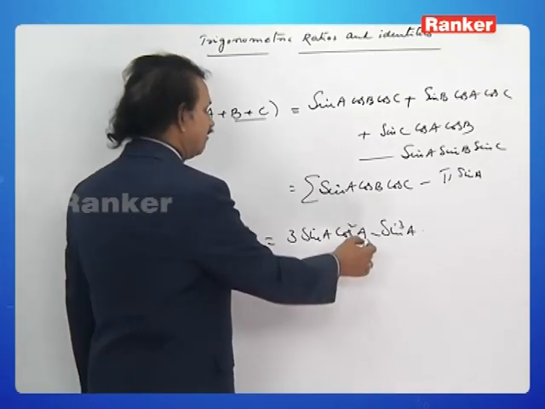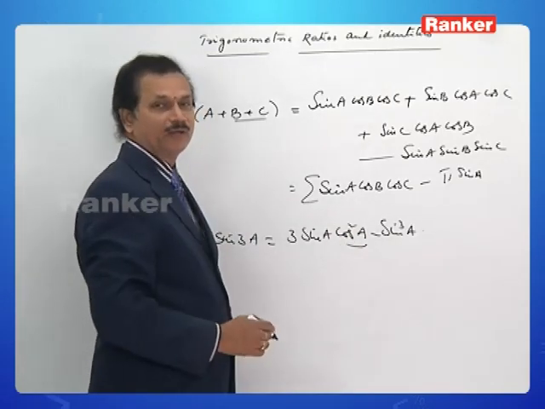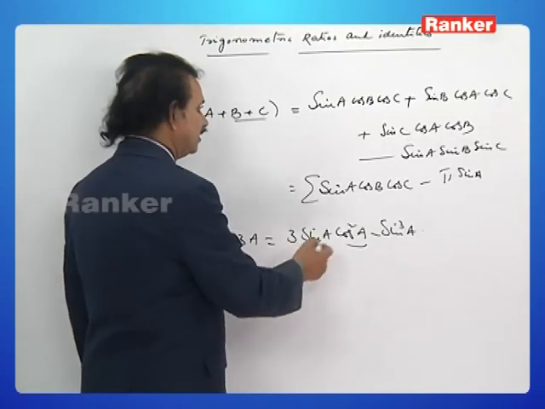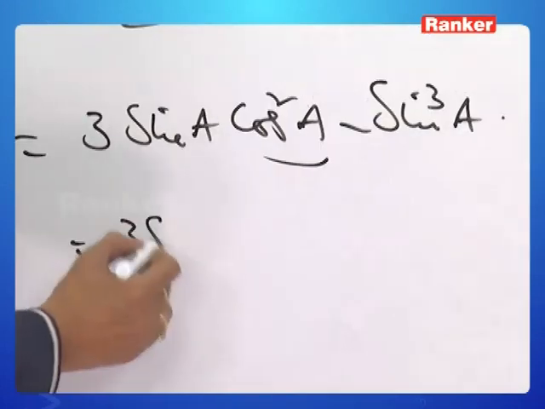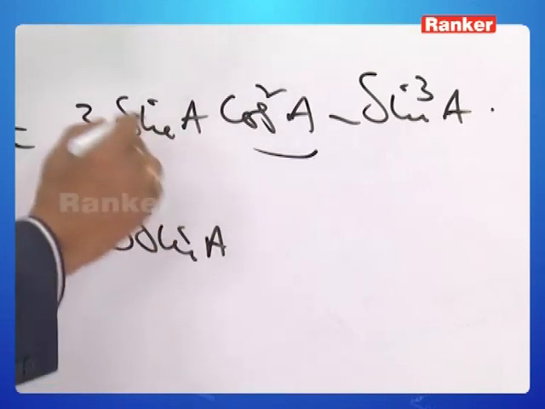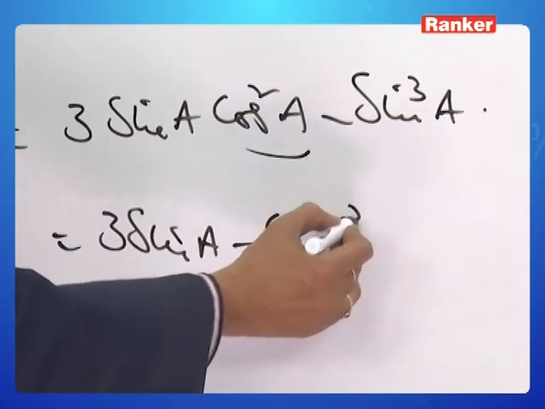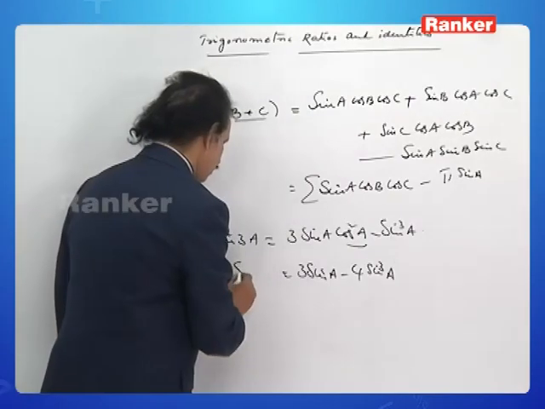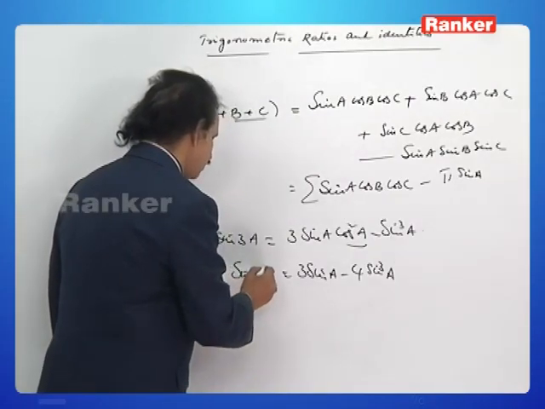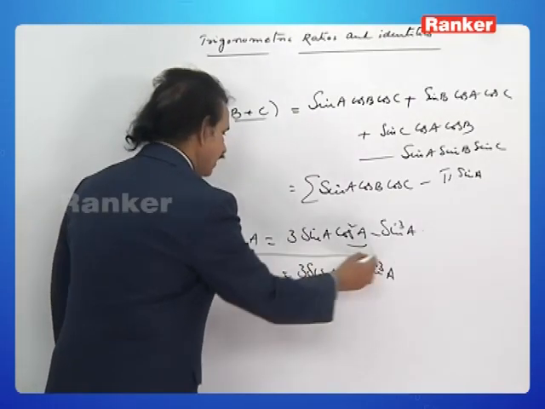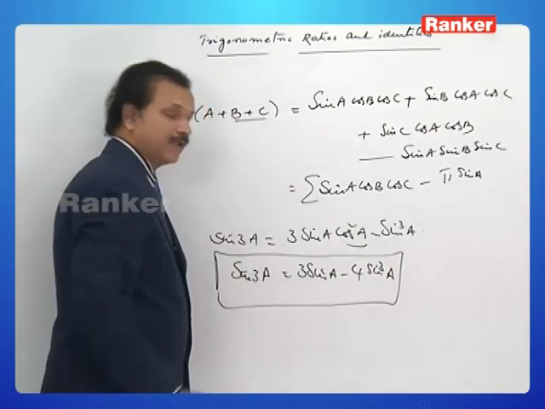Again, you can have cos square a as 1 minus sin square a, so that you have 3 sin a into 1, 3 sin a minus 3 sin cube a minus sin cube a, minus 4 sin cube a. Therefore, sin 3a is equal to 3 sin a minus 4 sin cube a.